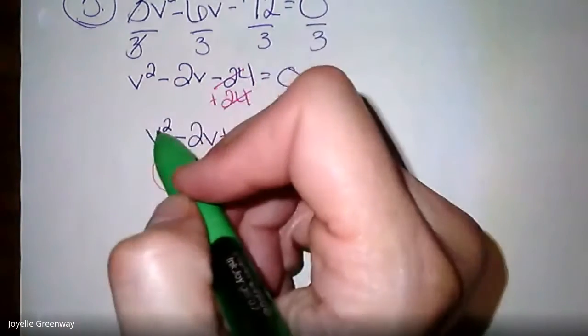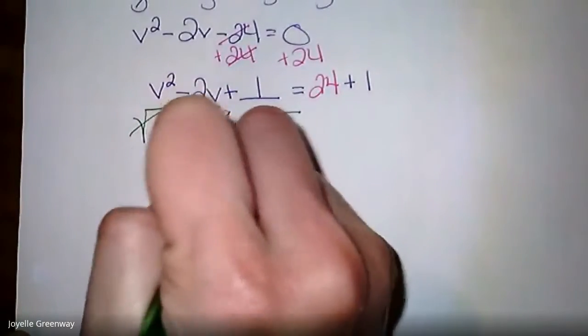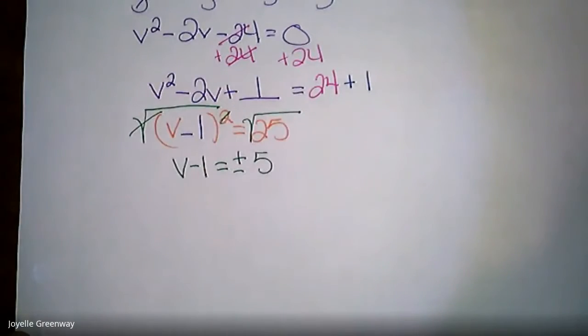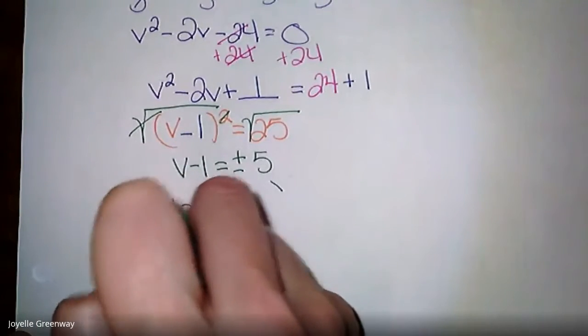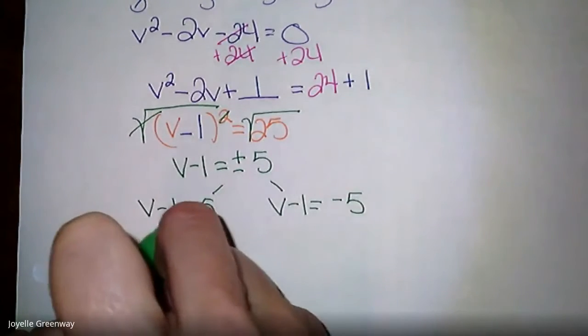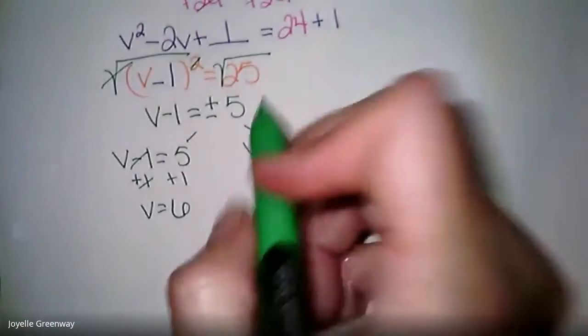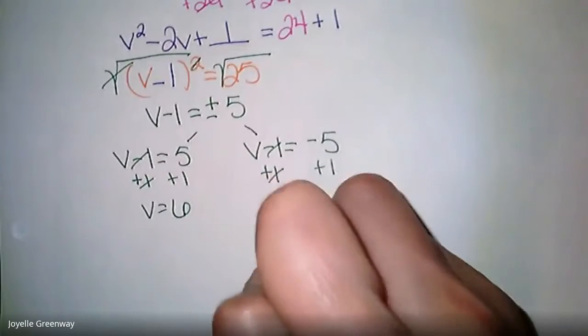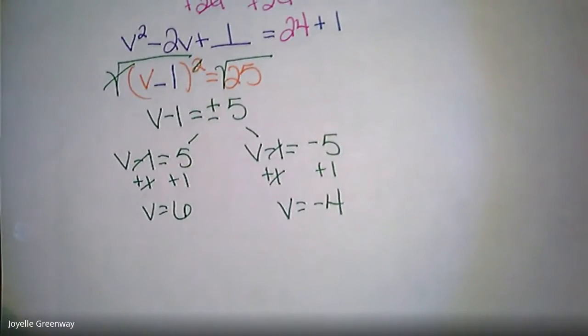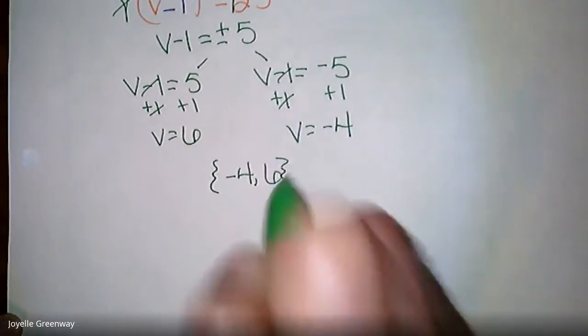And now I can solve. So I'm going to take the square root of both sides. So I have v minus 1 equals plus or minus 5. And then break that up. So v minus 1 equals positive 5, and v minus 1 equals negative 5. Add 1 to both sides, and I get v is equal to 6. Add 1 to both sides, and I get v is equal to negative 4. So my solutions are negative 4 and positive 6.